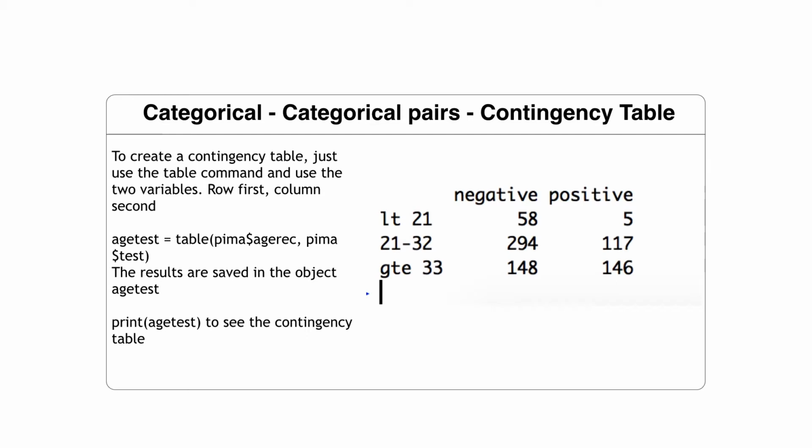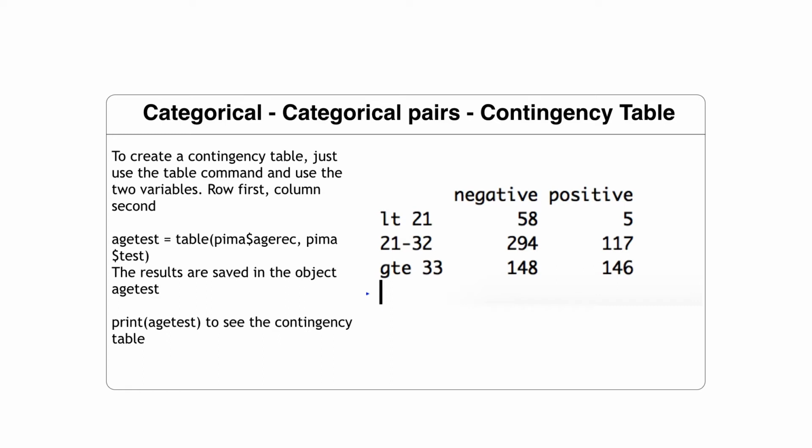In this case, our explanatory variable is age, recoded, and our outcome variable is the test results, positive or negative. So table, then we source the dataset name, which is PIMA. Then we add a dollar sign so that we extract the particular variable that we want from the object, which is a data frame called PIMA. In this particular case, it is age rec. Then we put the next variable, which is again PIMA, then a dollar sign, and this time we want it to be test, and that's it.